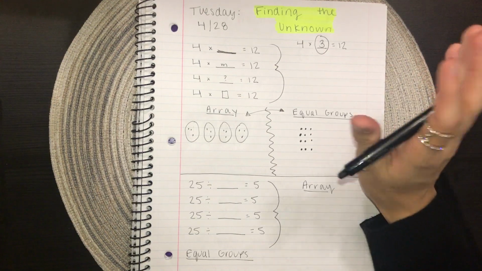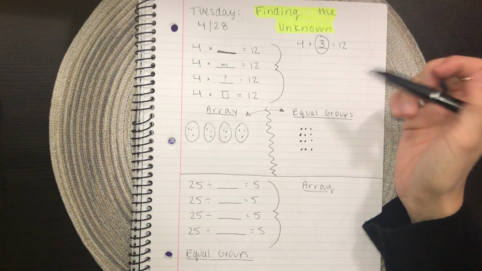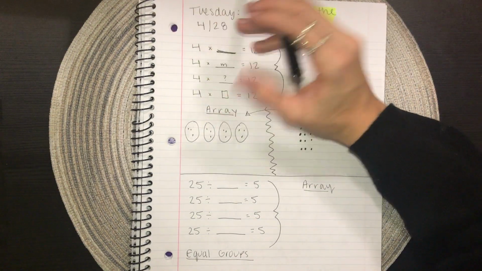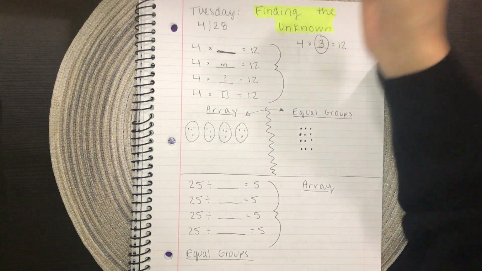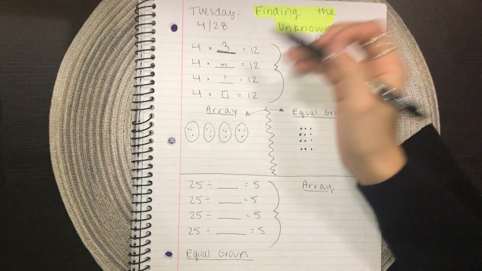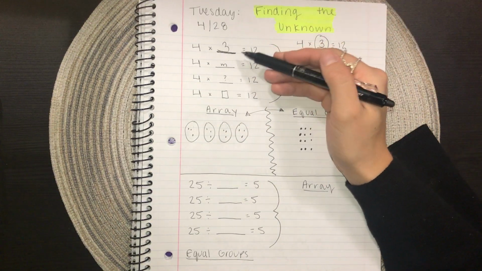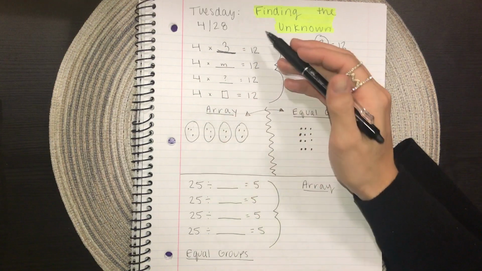So the tricky part with finding the unknown, which really isn't super tricky, is just that it can be written in different ways. So that's this whole section over here. So I have 4 times blank equals 12, which we know is 3. So that's kind of the easiest one that we're used to, when it's just a line and we just write our answer on the line. But sometimes there are other ways that it's written.